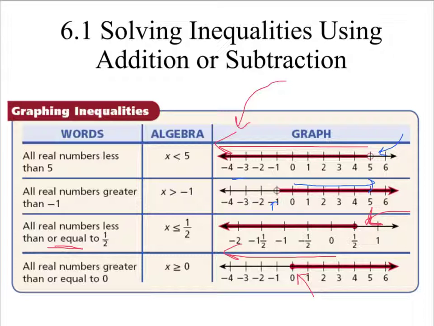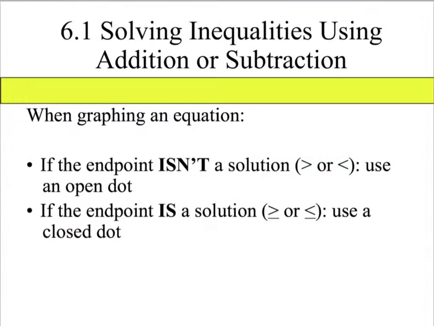All right, that's a lot of information that you didn't have to write down, that you had to listen to. So we need to get your hand working a little bit, which means let's write a note. This kind of explains everything that I just talked about. It says, if the endpoint isn't a solution, that's going to be your greater or less than symbols. So in a greater or less than symbol, use an open dot when graphing.